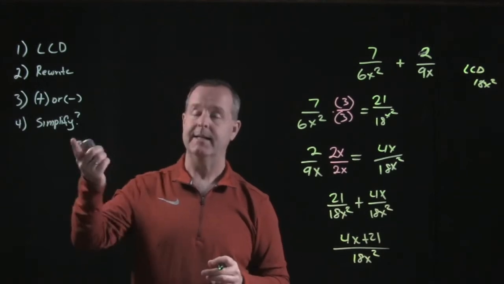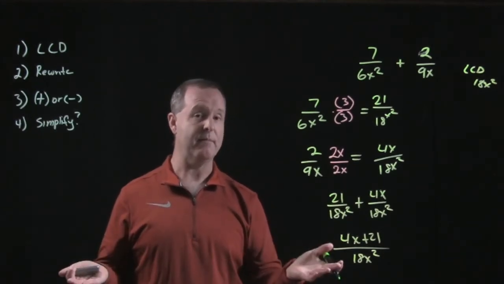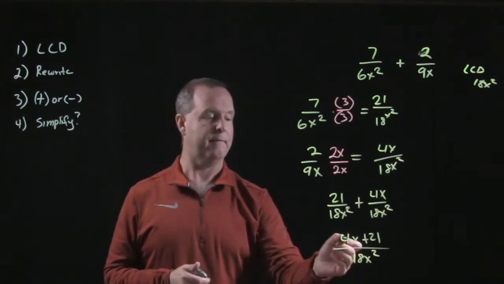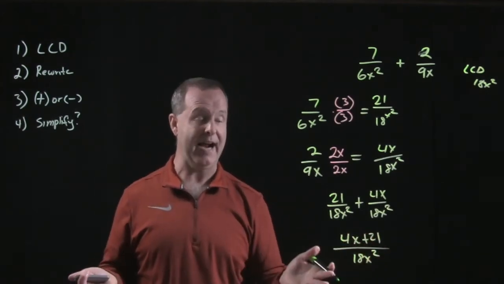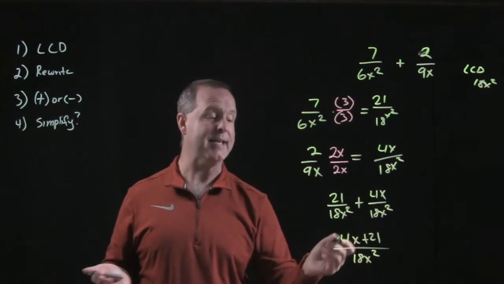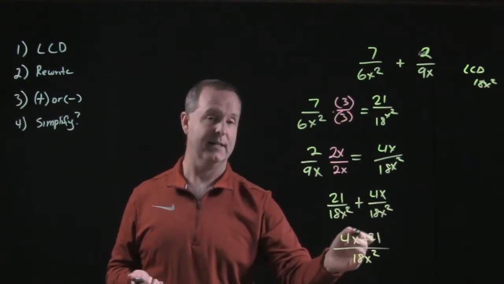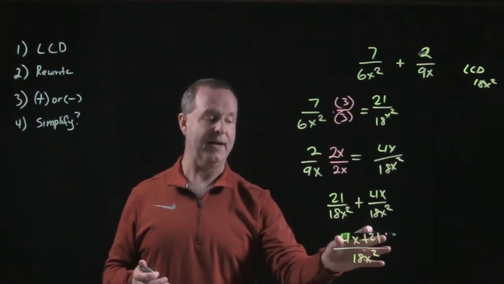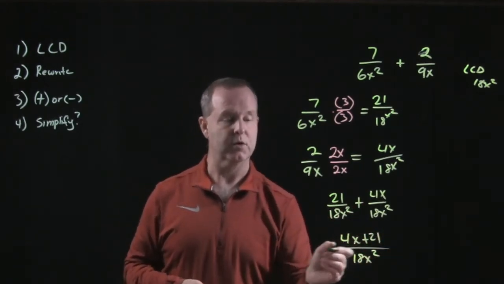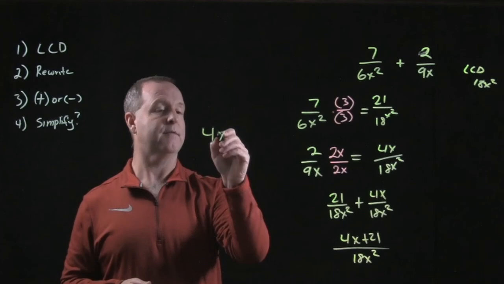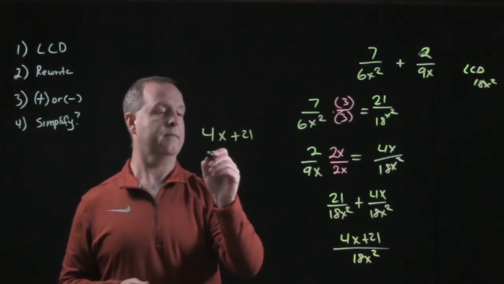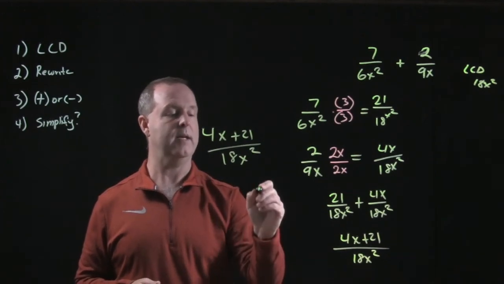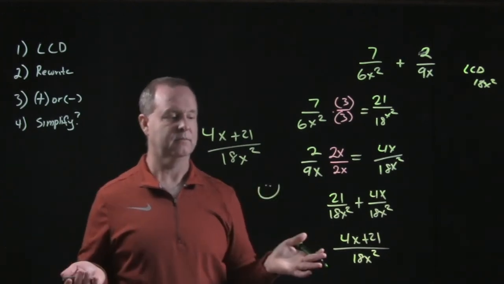And then lastly, simplify. Simplify means, is there any common factors in the numerator and the denominator? 4x plus 21 does not factor, meaning I can't find anything that goes into the 4x and the 21, so it does not factor, and that factor is not common with the bottom. So my final solution then is 4x plus 21 all over 18x squared. Hey, we need a little happy face with that one. That was kind of fun.